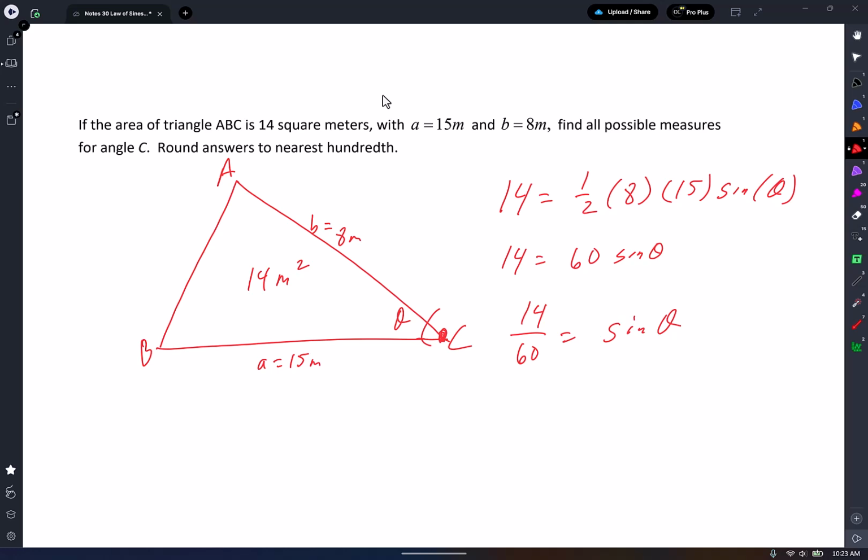Almost. How do I get rid of that sine? No, you're so close. Inverse. I'm going to write inverse sine of 14 over 60, which does reduce, but you can leave it like that. Yeah, type that in the calculator. It has to be inverse because that's how you get theta by itself. This is sine of theta, so in order to get rid of the sine, you have to do inverse sine, and that's what cancels out the sine.